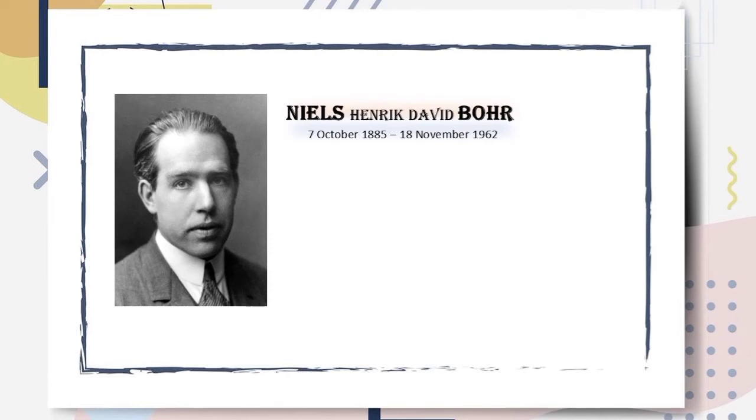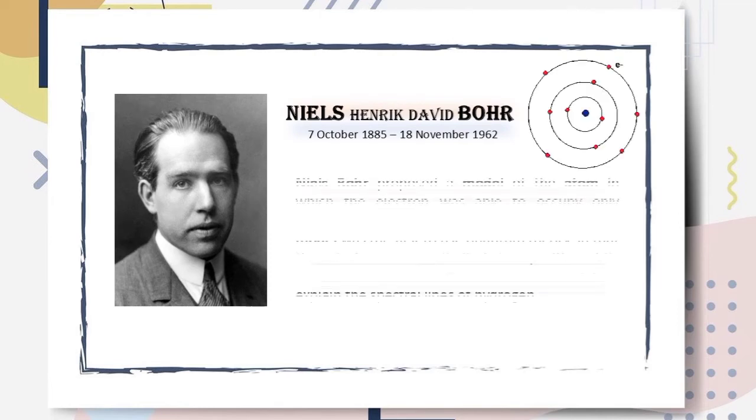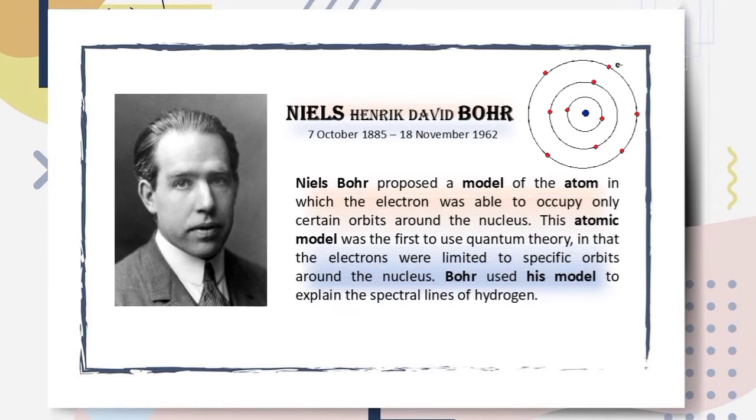Niels Bohr is a Danish physicist who proposed a model of the atom in which the electron was able to occupy only certain orbits around the nucleus. His atomic model was the first to use quantum theory. In that, the electrons were limited to specific orbits around the nucleus. Bohr used his model to explain the spectral lines of hydrogen.